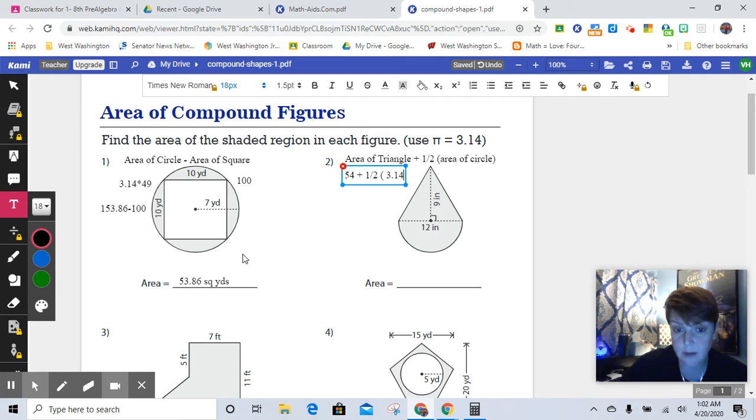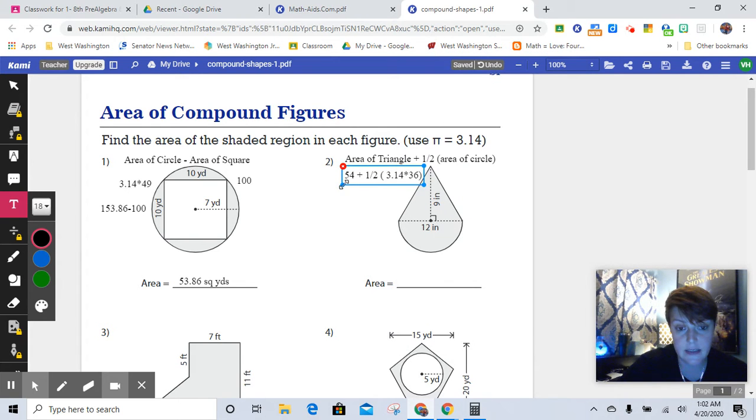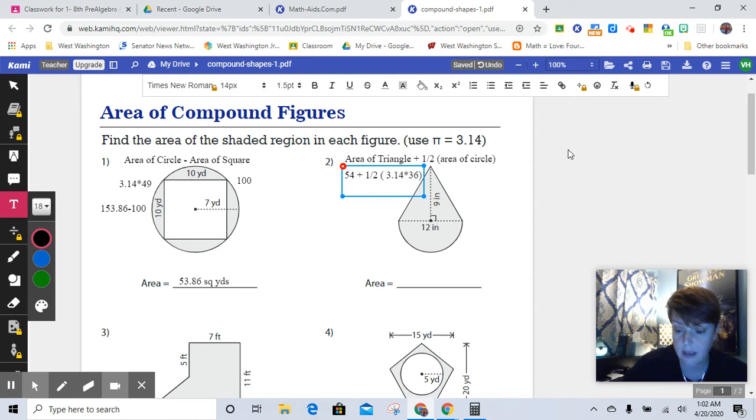And so that would be 3.14 times 6 squared, which is 36. And so back to the calculator, 3.14 times 36 is 122.4. And now I'm going to go ahead and cut that in half. Divided by 2 is 61.2. And so here, that means that I'm going to have 54 plus, what did I just say, 61.2?